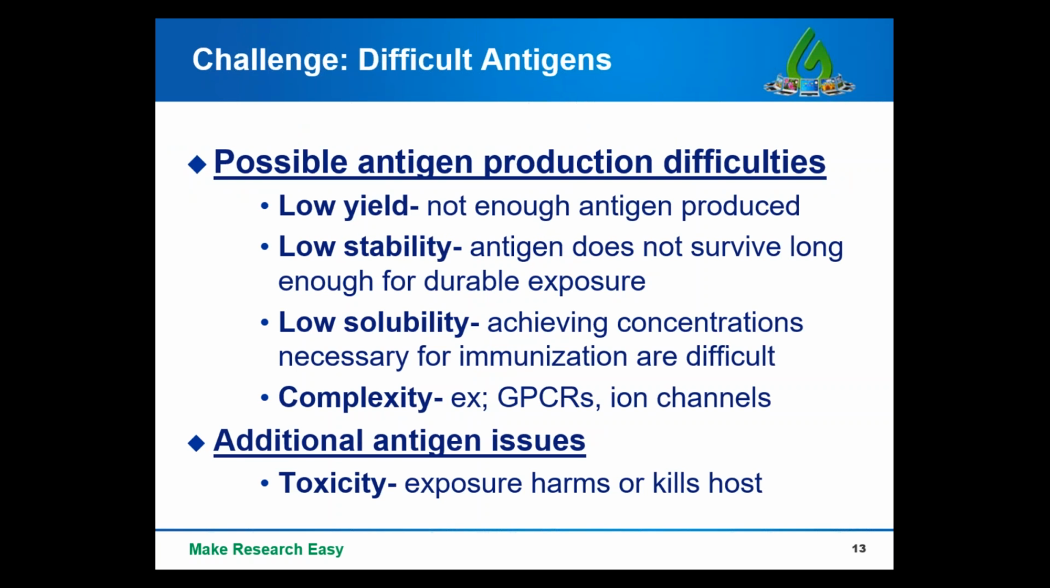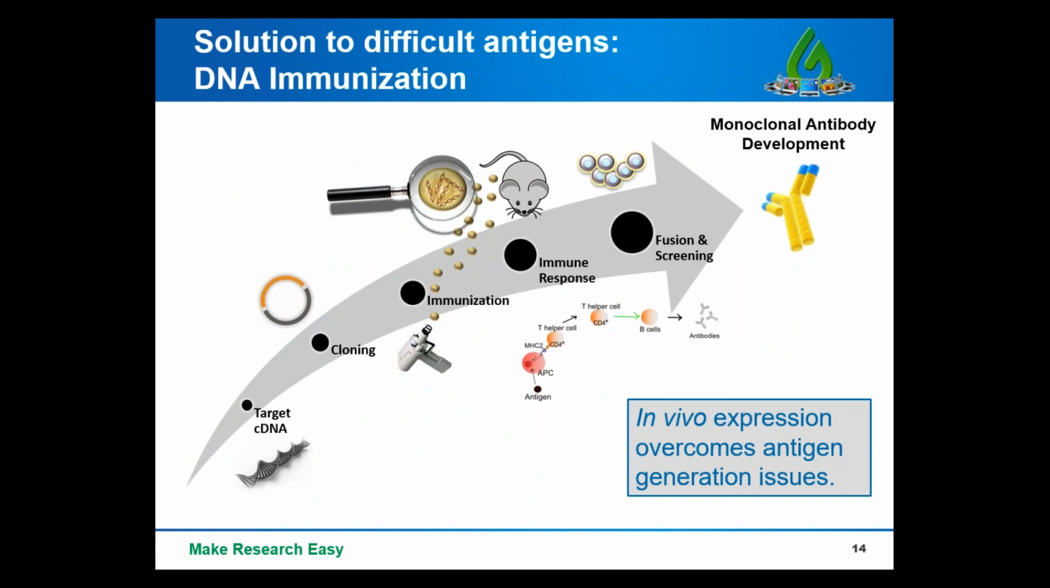Starting with difficult antigens, antigen production in vitro is a topic for discussion all unto itself, but briefly, production in vitro can be challenged by low yields, low stability, low solubility, or suffer from complexity that is just beyond the capabilities of a given system. Antigens can also be toxic, making the immunization a difficult balancing act between generating an immune response and killing the host. The solution to this host of problems is overcome by changing how and where the protein is made.